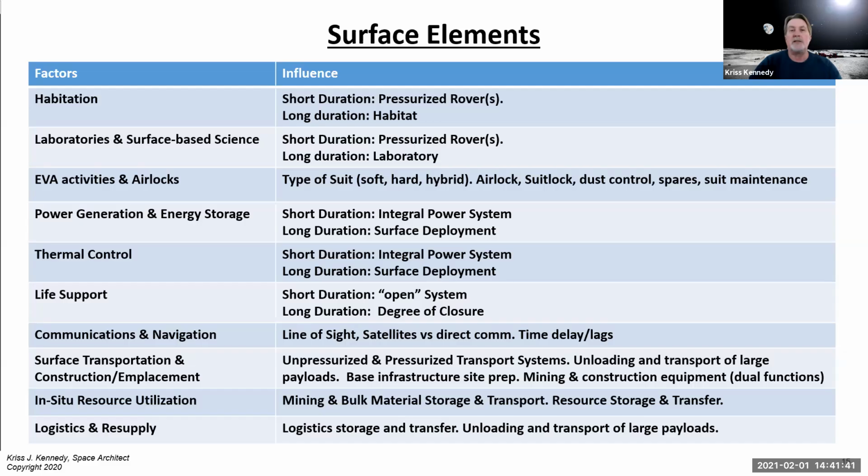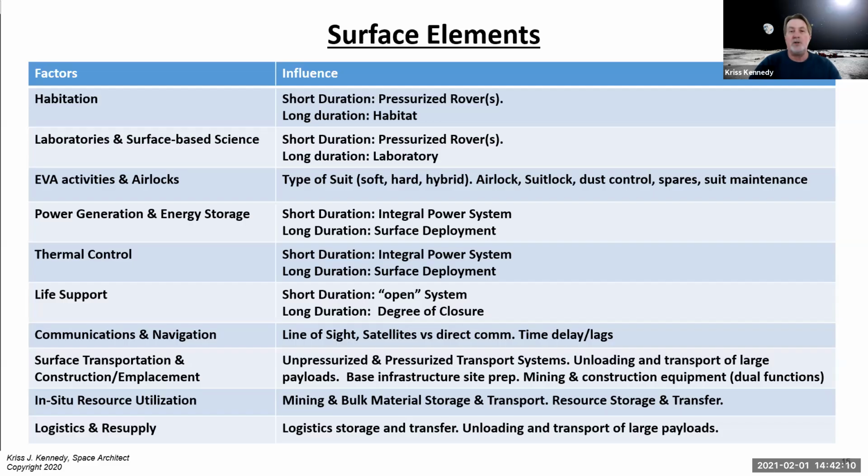Laboratories and surface-based science, again, for very short duration, up to a couple weeks, you may want to use pressurized rovers. Longer than that, you may want to consider a laboratory module. For EVA activities and airlocks, you have to consider the type of suit, whether it's hard, soft, or hybrid, and then whether you have an airlock or a suitlock, and the dust control, spares, and suit maintenance, etc.